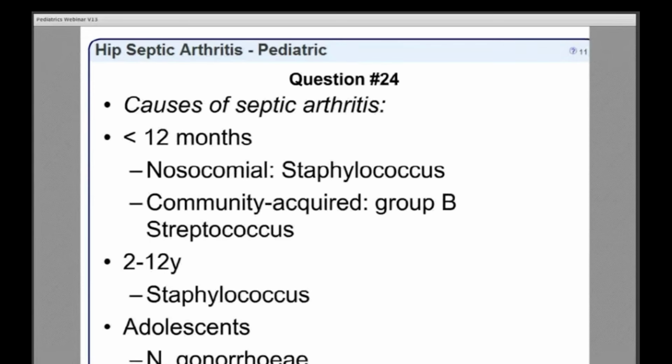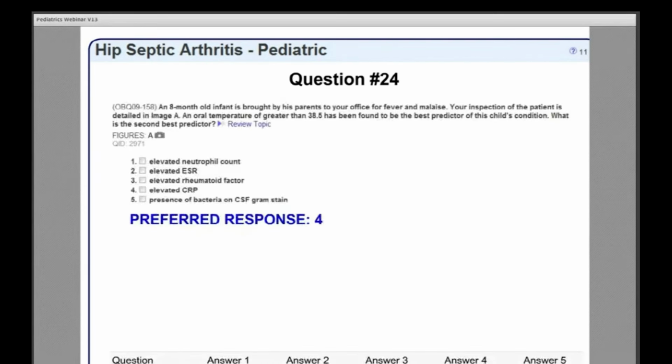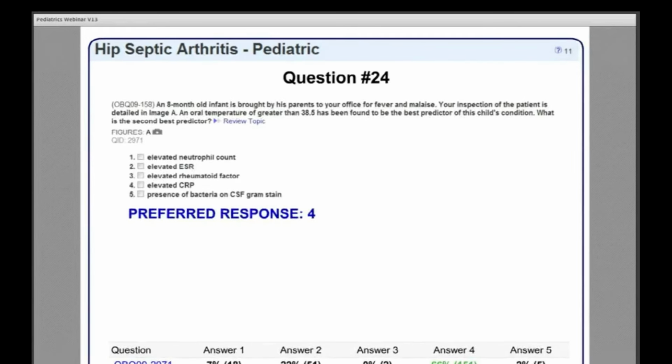In patients less than 12 months, the nosocomial cause is Staphylococcus, and the community-acquired cause is Group B Streptococcus. In 2 to 12 years of age, the most common cause is Staphylococcus. And in adolescents, the most common cause is Neisseria gonorrhea. So, knowing these best predictors of the septic hip, you are able to select answer 4.